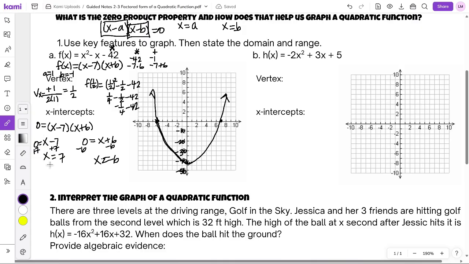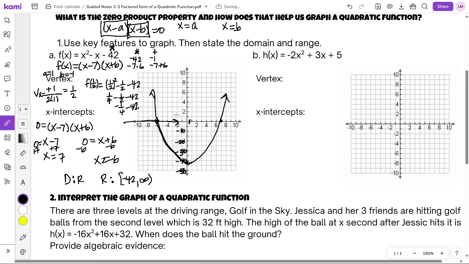My domain is all real numbers. My range is negative 42 to infinity. I could talk about where this function is decreasing and then where it's increasing, and the change happens at 1/2. So it'd be decreasing from negative infinity to positive 1/2, and then increasing from 1/2 to positive infinity.